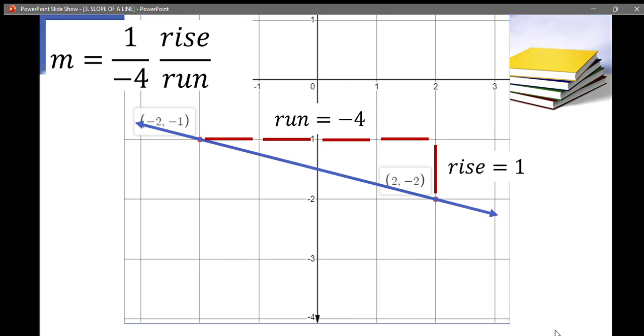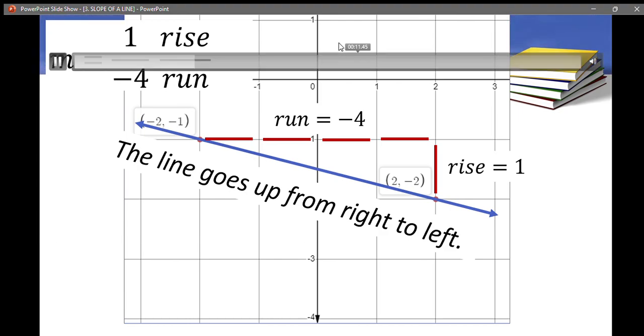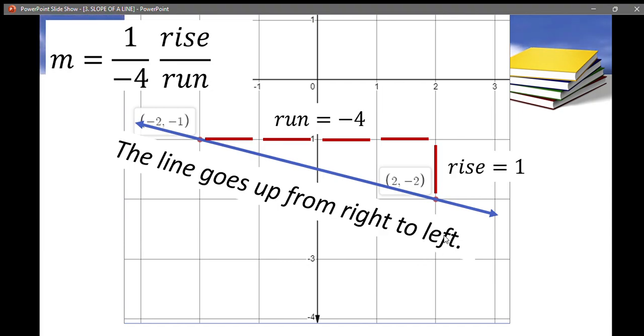So notice that if we have a negative slope, our line goes up from right to left. If we have a negative slope, our line goes up from right to left.